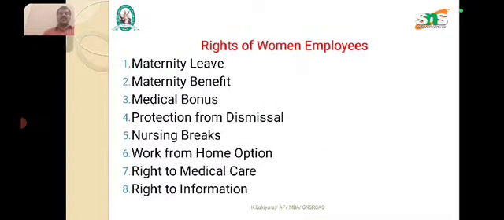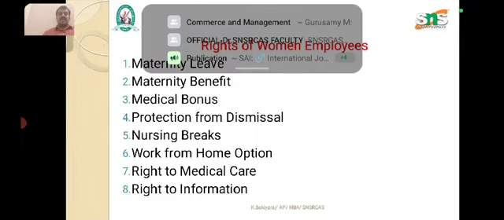Here, what are the rights of the women employees? Every woman employee has certain rights to ask of her employer. The first right is to ask for maternity leave. The second right is to claim the benefits she is entitled to under the Act. The third right is to claim medical bonuses with the concerned establishment.